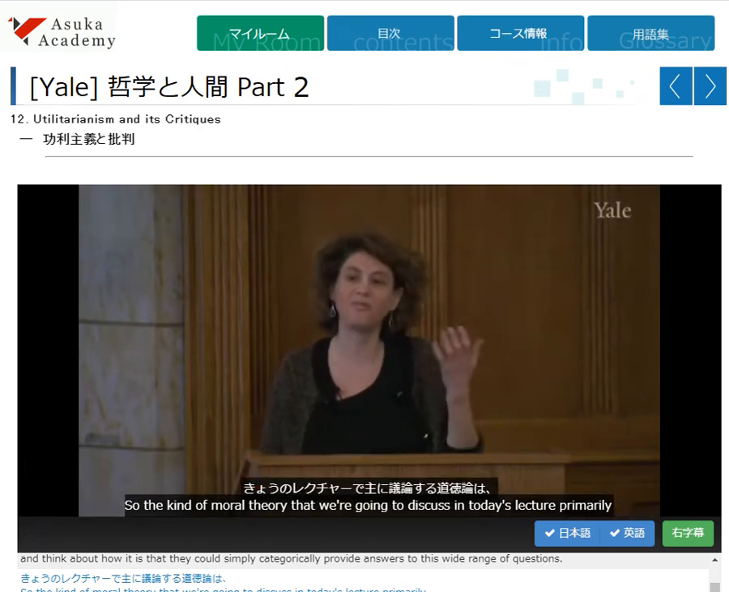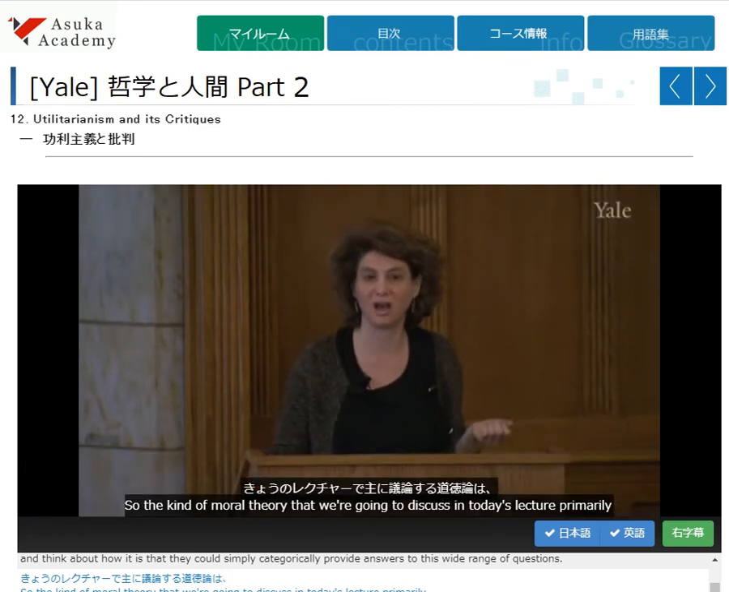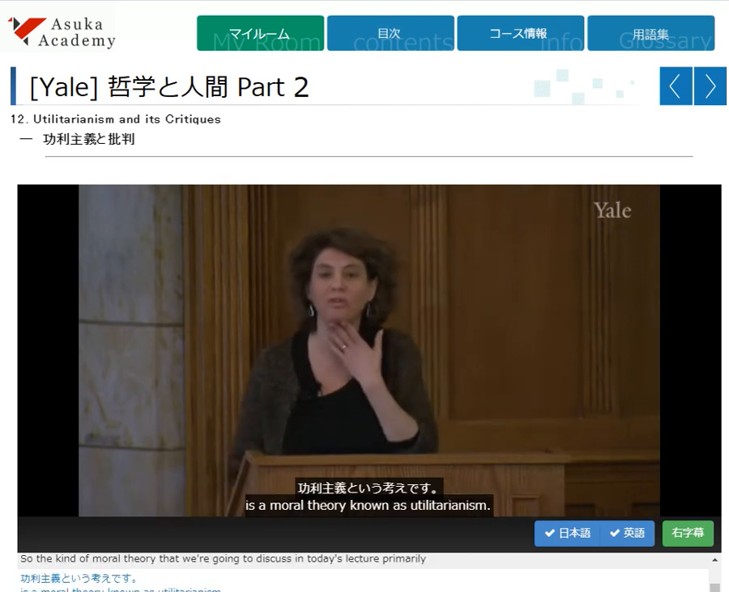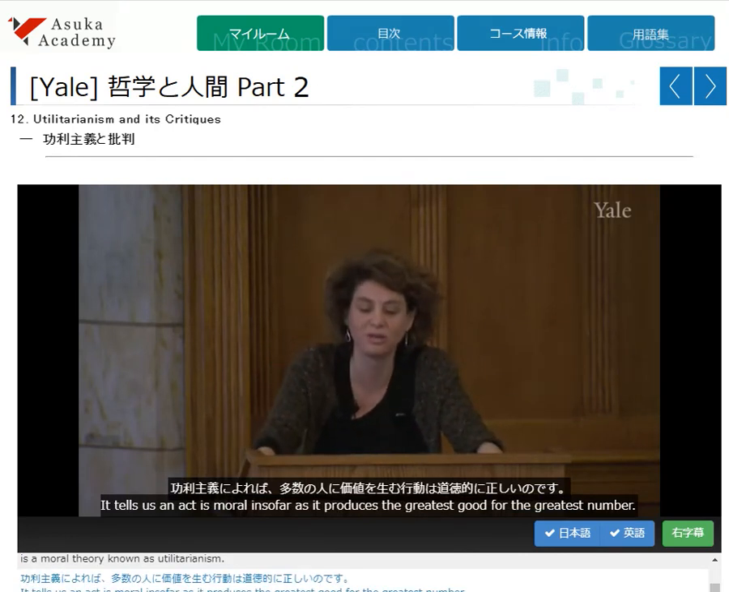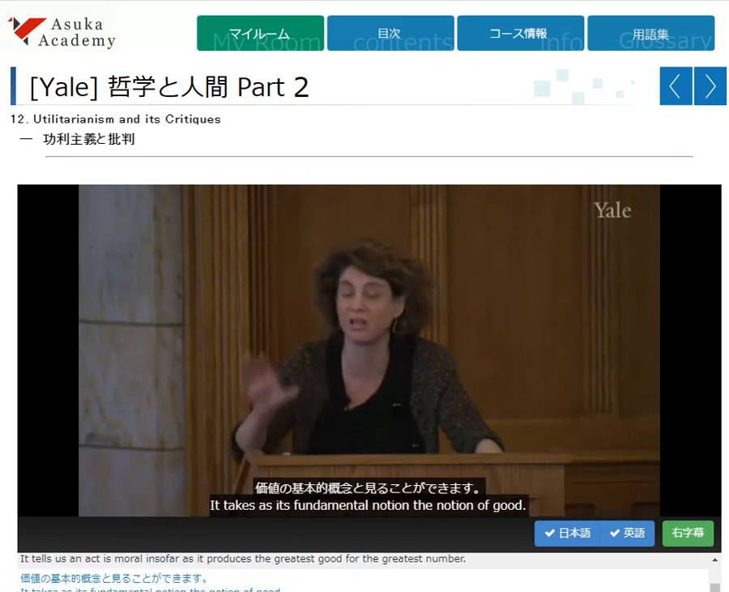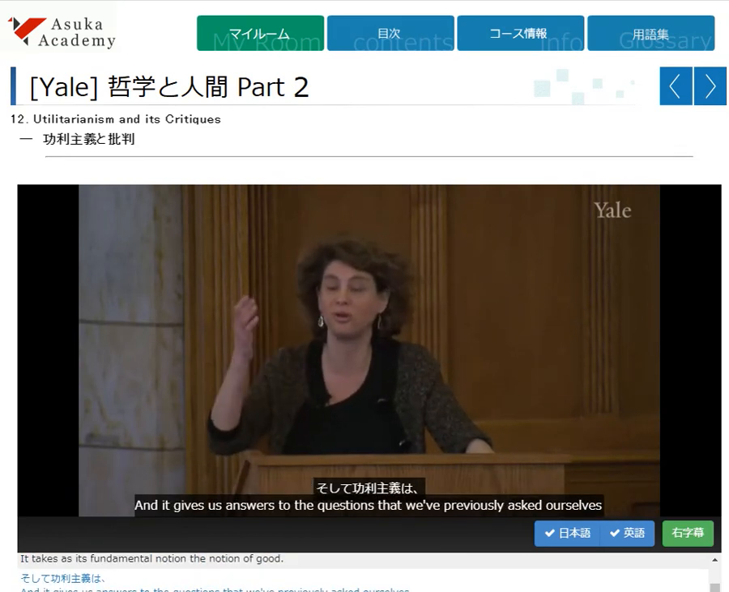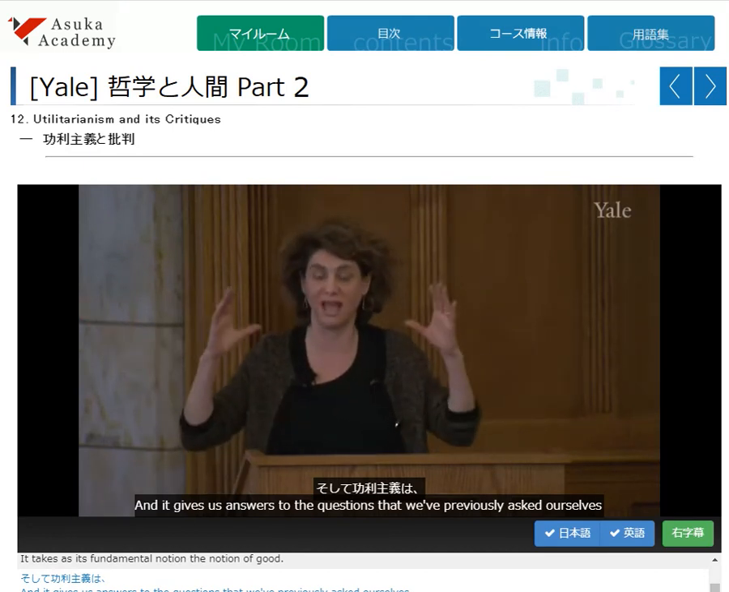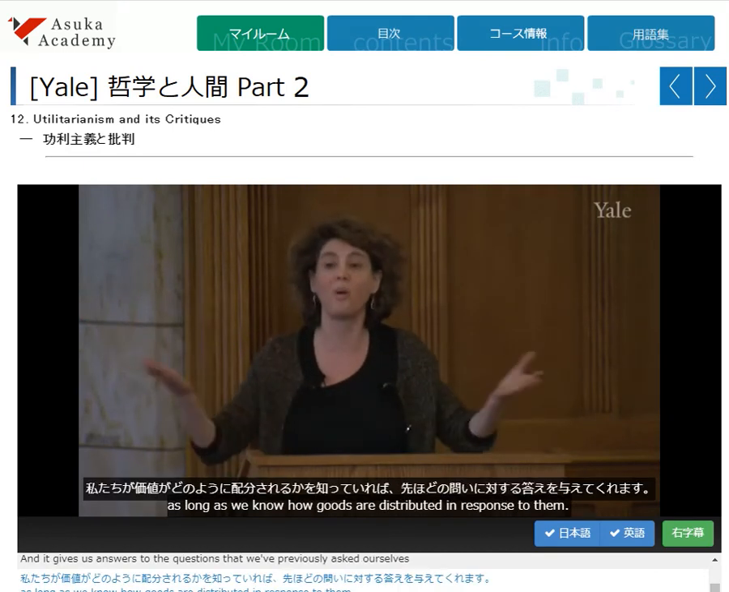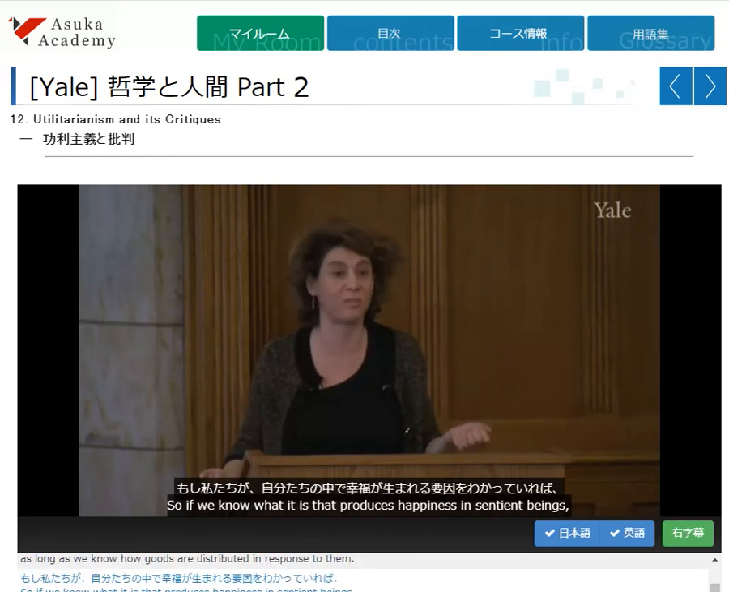So the kind of moral theory that we're going to discuss in today's lecture primarily is a moral theory known as utilitarianism. It tells us an act is moral insofar as it produces the greatest good for the greatest number. It takes as its fundamental notion the notion of good, and it gives us answers to the questions that we've previously asked ourselves, as long as we know how goods are distributed in response to them.